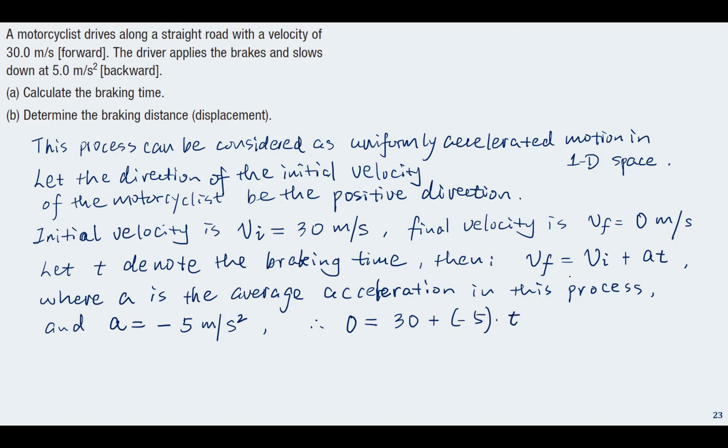Make sure each of the variables, when you substitute the numbers into your equation, are in SI units. The SI unit for velocity is meters per second. The SI unit for acceleration is meters per square second. Then the solution of your t should be in SI unit as well, which is second, right? This gives us t should equal 6. SI unit is seconds, right?